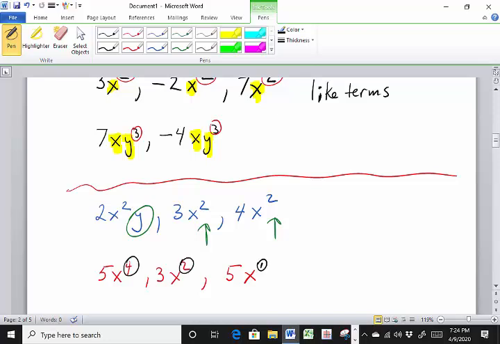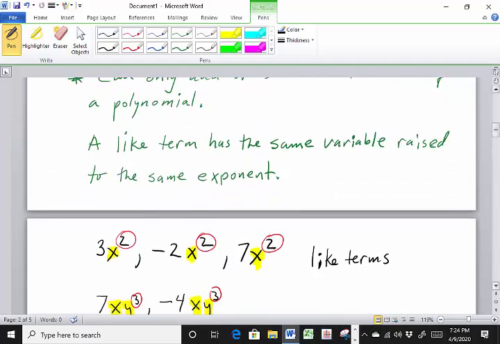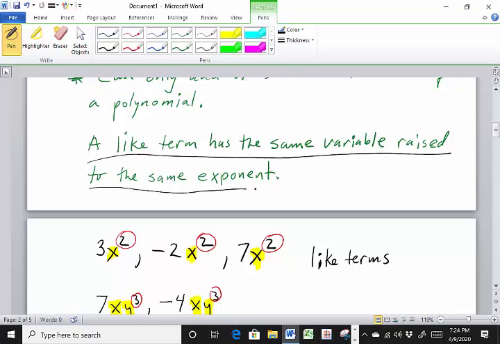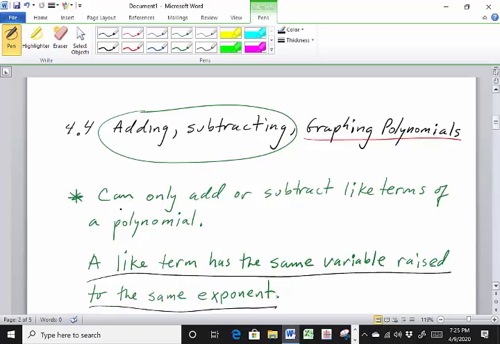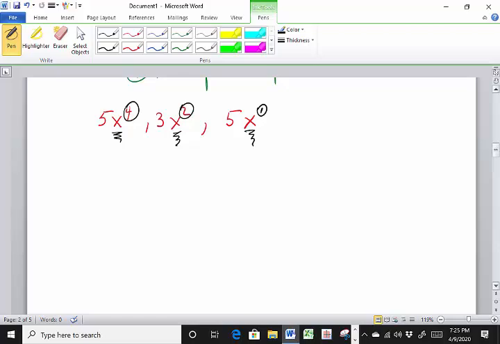There's like a 1 there, right? So the x is okay. All right? They're all consistent. They have the same variable x, but the powers are different. So just go back to this basic definition. A like term has the same variable raised to the same exponent. Simple as that. And you can only add or subtract like terms of a polynomial. All right? So once you know that, it's just very simple.